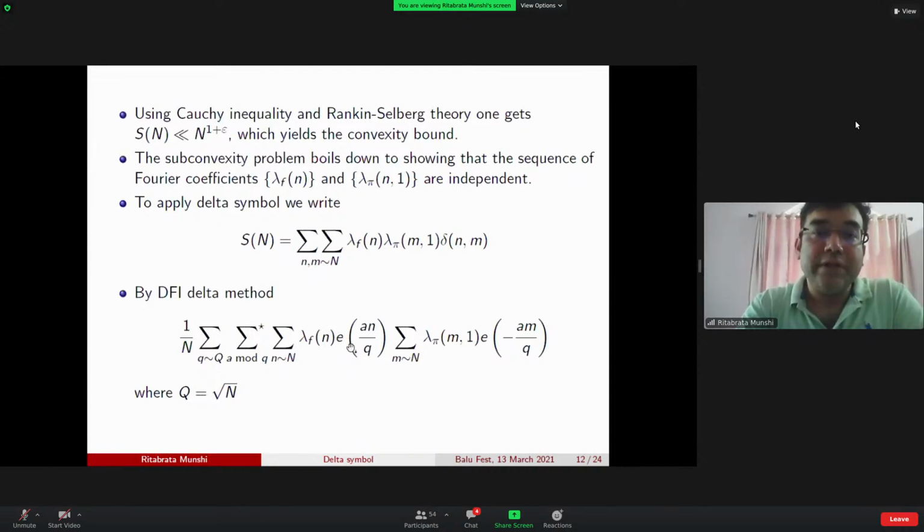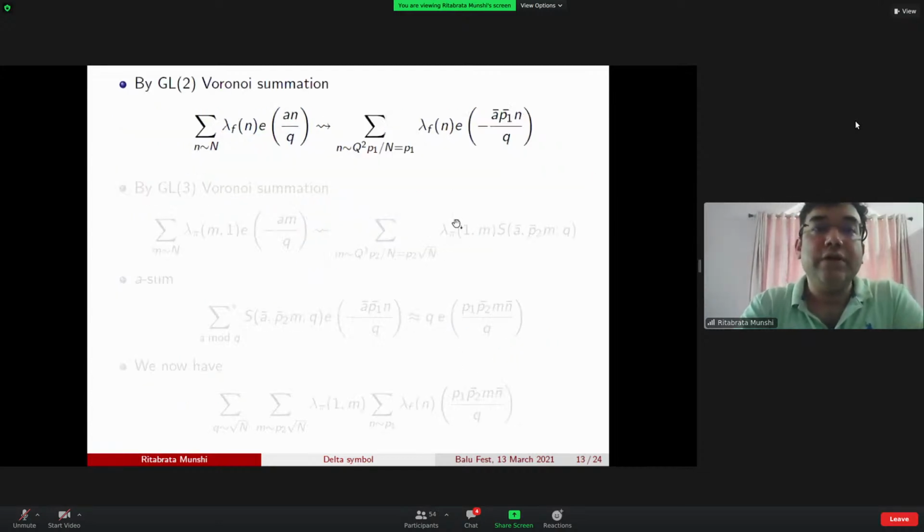And now we want to apply the summation formula to this and this. In this case, those are readily available. Those are called the Voronoi summation formula. So first, for the GL2, if we apply the GL2 Voronoi summation formula, this is the expression that you get. So A becomes A bar because the level is P1. You get a P1 bar over here. And this will be the length of the dual sum. This is Q square. So Q is the modulus here times the level P1 divided by the initial length.